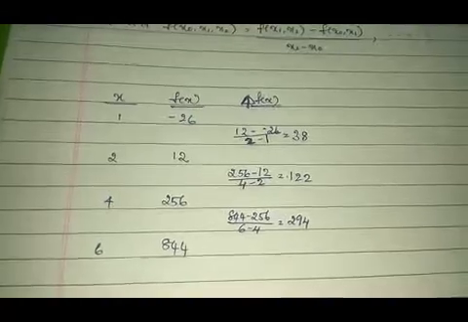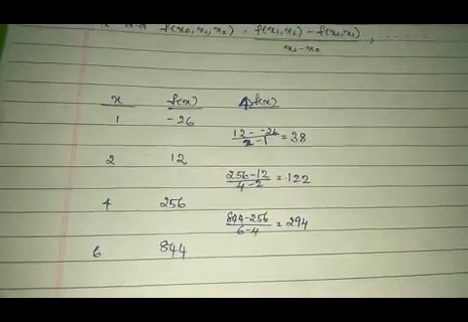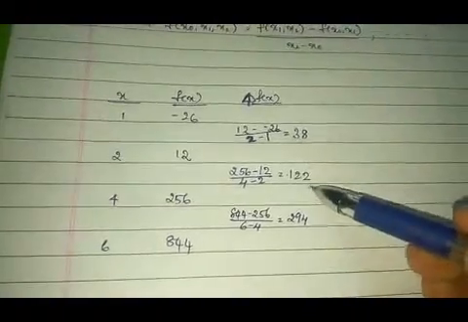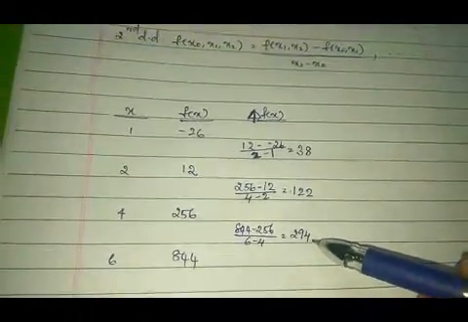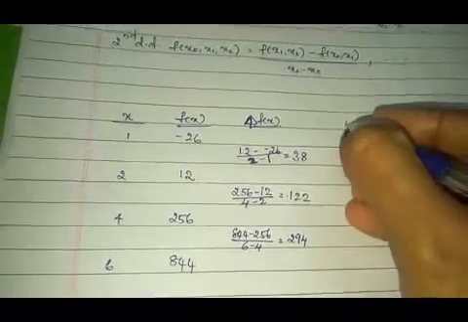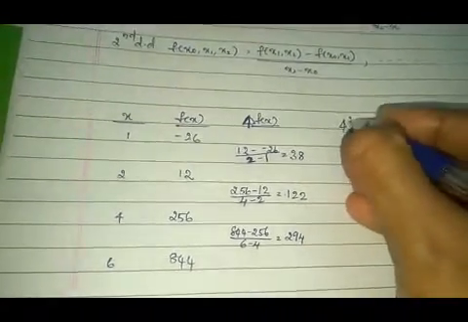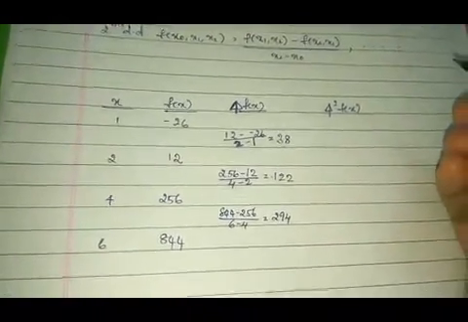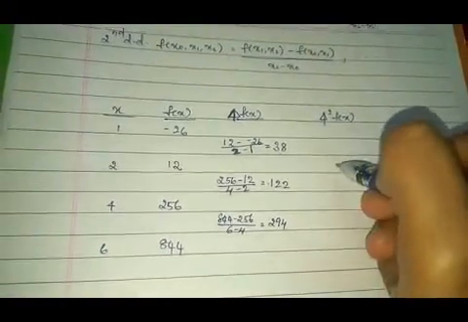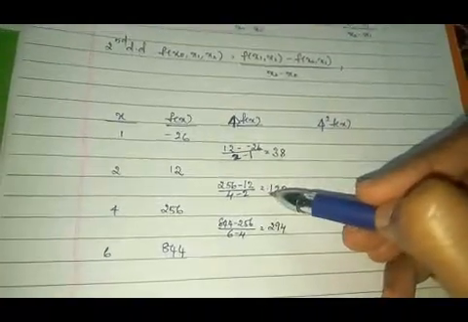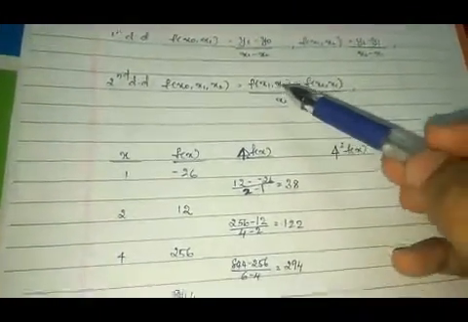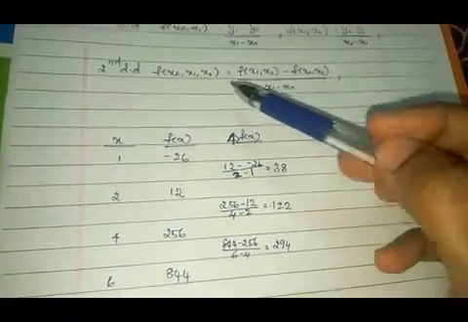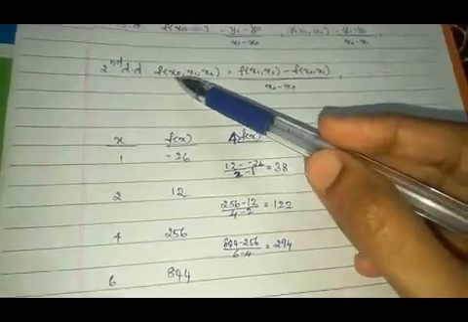So after finding all the first divided differences, the values we get are 38, 122 and 294. Now we have to find the second order divided difference, delta squared f of x. The second order differences are obtained from the first order differences. The formula is the difference of the first order divided by the range. Here, since it is second order, 3 arguments will be specified.